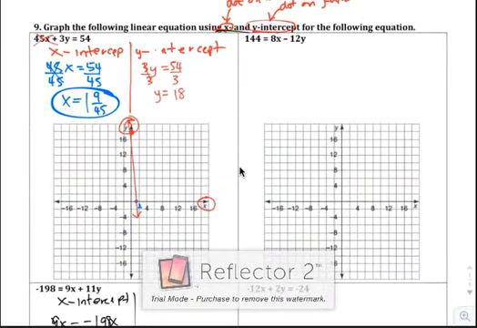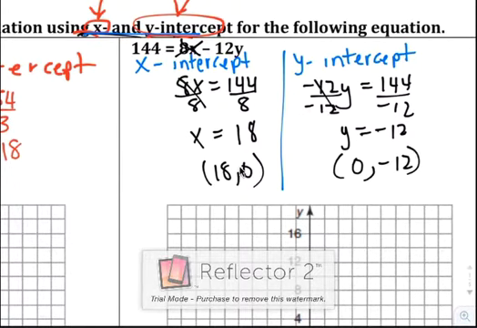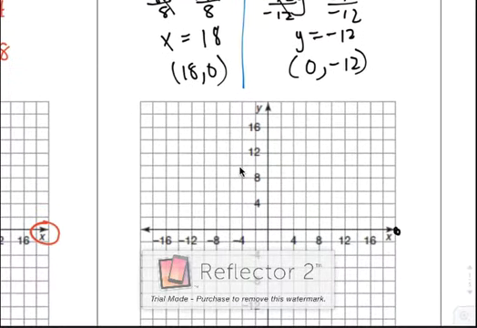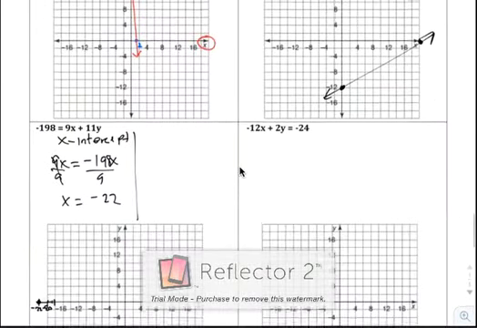The x-intercept is 18, 0. For the y-intercept, cross out the x, and you get negative 12 y equals 144. Divide by negative 12. Y equals negative 12. So the point is 0, negative 12. So here's the x-intercept and the y-intercept. Connect the dots. That's your sketch of the graph.